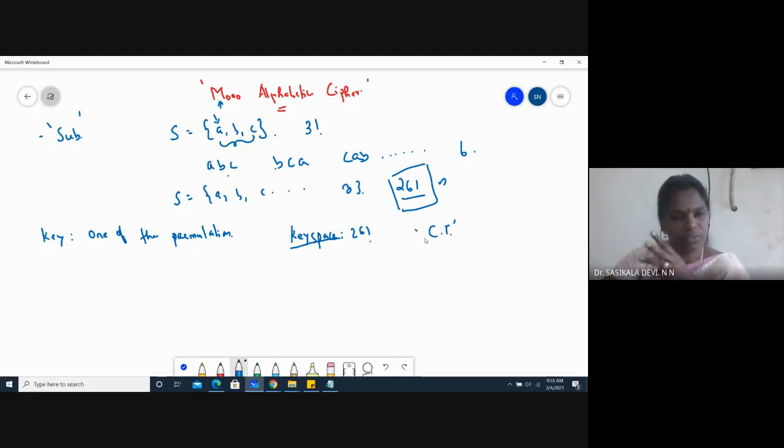But a different type of attack is possible. That is known as the frequency analysis attack, or the known plaintext attack. I'll tell you later. But before that, let's get into one simple example here.